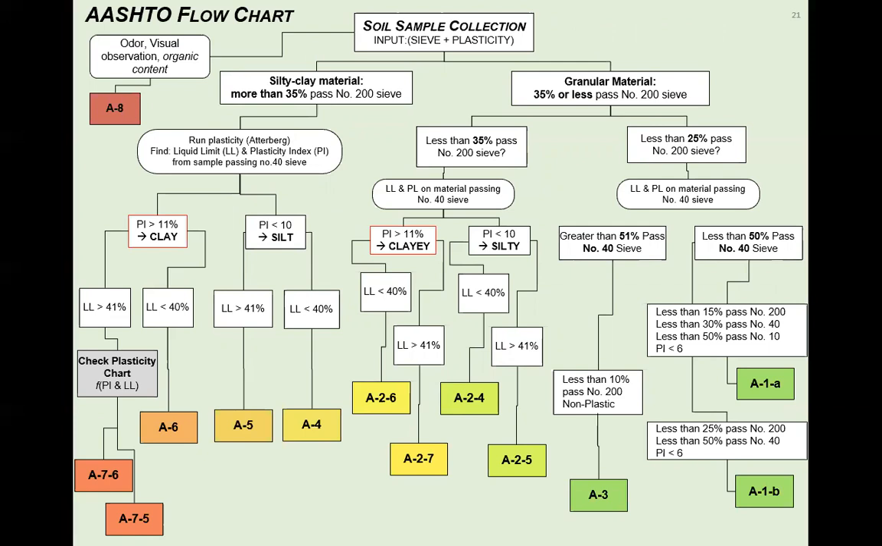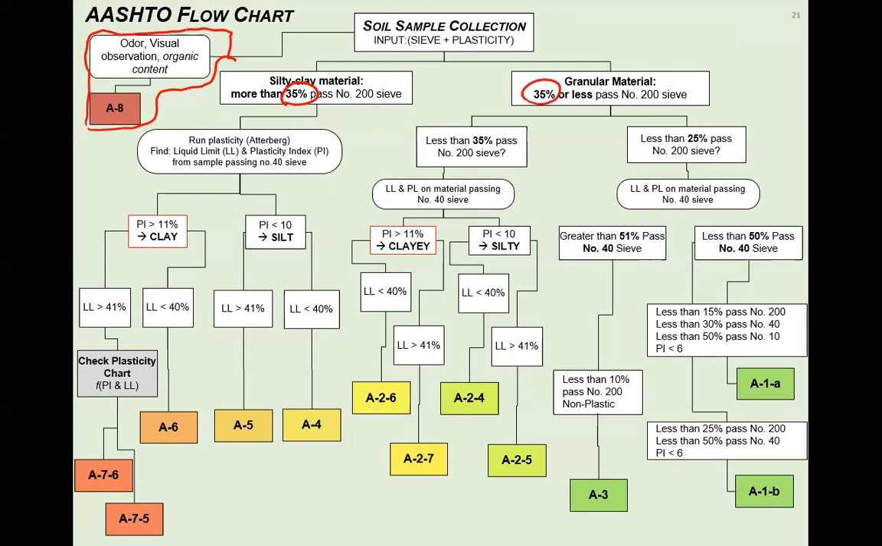Everything on the right-hand side gets better as we move from left to right. I tried to go starburst colors on you guys and help classify this. But same as before, peat is based off of visual observation or an organic content test. So that's the first little subtree off of it. The other two determine whether it's silty or clay material or granular material. And if you notice again here, this is 35%, not 50%. USCS was 50%, just majority rules.